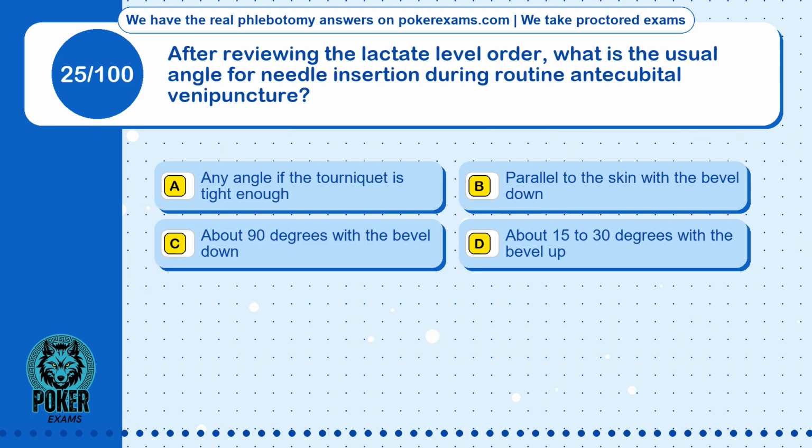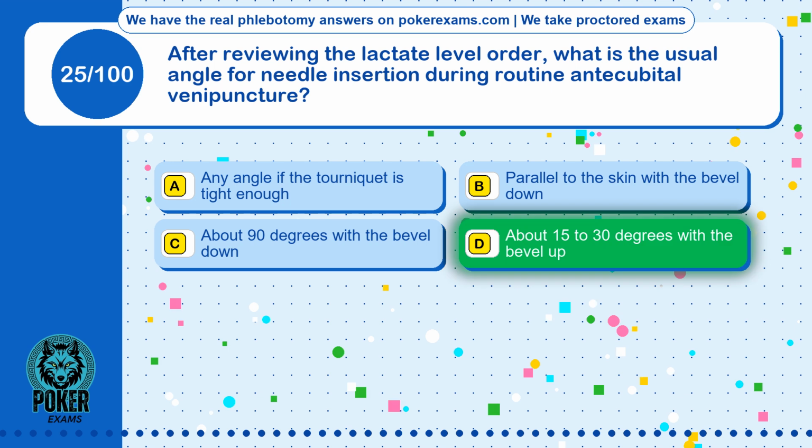Question 25. After reviewing the lactate level order, what is the usual angle for needle insertion during routine antecubital venipuncture? Option A. Any angle if the tourniquet is tight enough. Option B, parallel to the skin with the bevel down. Option C. About 90 degrees with the bevel down. Option D. About 15 to 30 degrees with the bevel up.